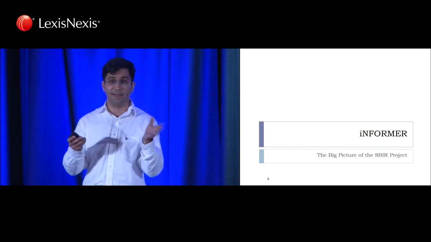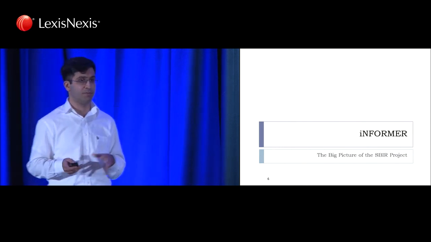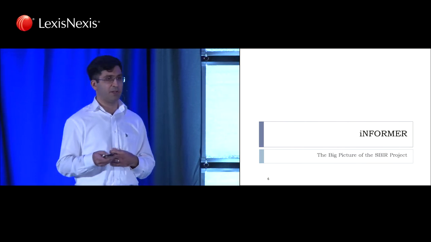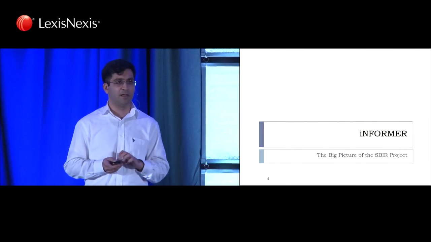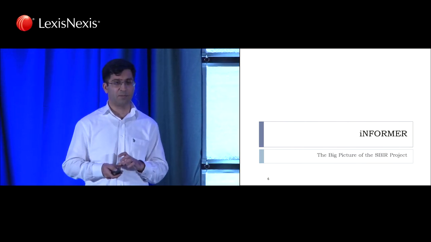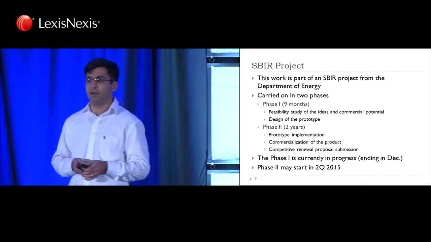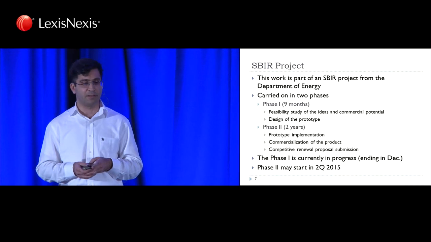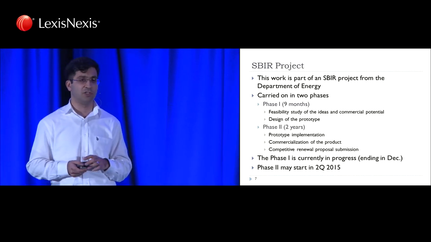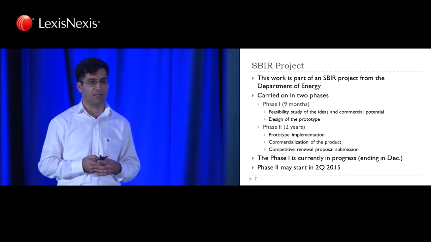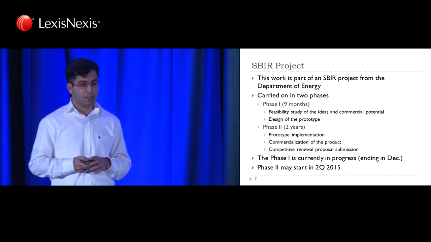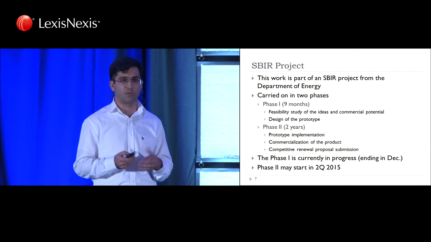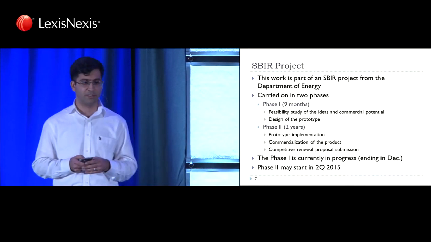So as I said, the name of this module or tool set is Informer. I'm going to give a quick introduction to what an SBIR is. SBIR projects are funded by the government. This one is by the Department of Energy to promote big data processing in the commercial world. There are two phases. We are currently in phase 1, which usually takes 9 months. We're about 5-6 months into it.